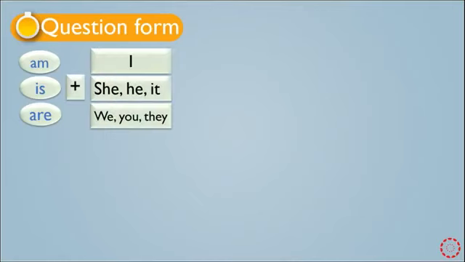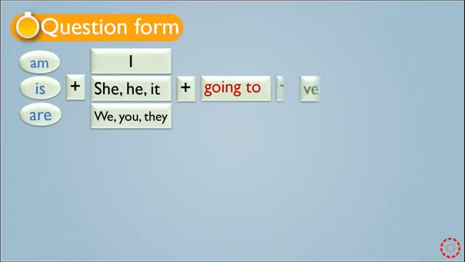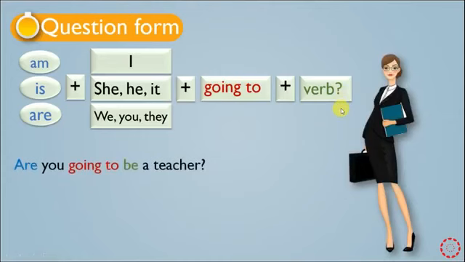What about the question form? We move the verb to be to the beginning of the sentence, and then we have the subject, or these personal pronouns, and then we have going to. After going to, we have to use the verb base, and be careful, at the end we have a question mark. Look at these examples. Are you going to be a teacher? We put the verb to be at the beginning, and then we have the subject. Then we have going to. After going to, we have to use the base form of the verb. We say be a teacher.